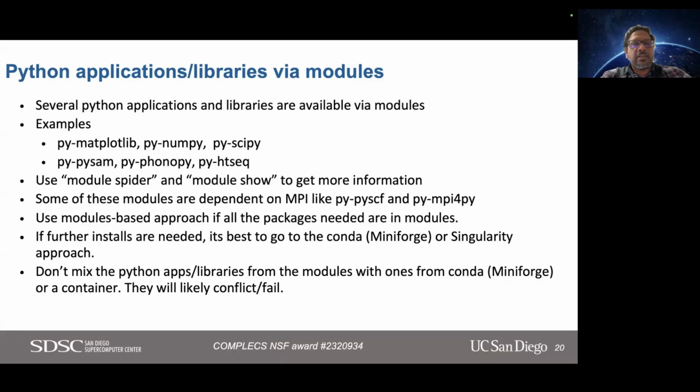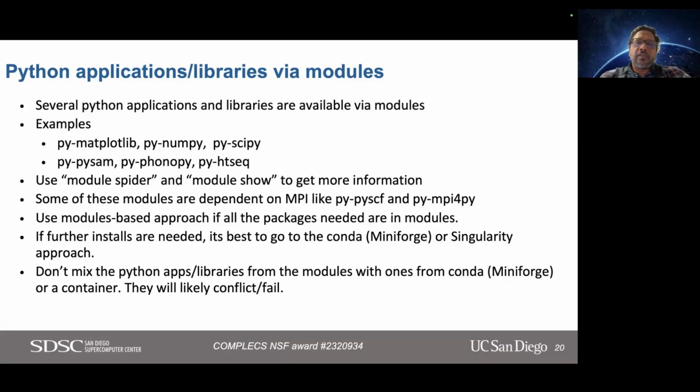Again, you can do the same thing we did before, where you do a module spider and module show to get info and then load the packages. Some of these might depend on MPI, like SCF, which is an application, I think, that needs MPI for multi-node runs. It will actually load the MPI that's needed. As I mentioned, if all the packages you need are in modules, this is not a bad option. You can just load everything and run, because especially with the MPI versions, it's best to use the system MPI.